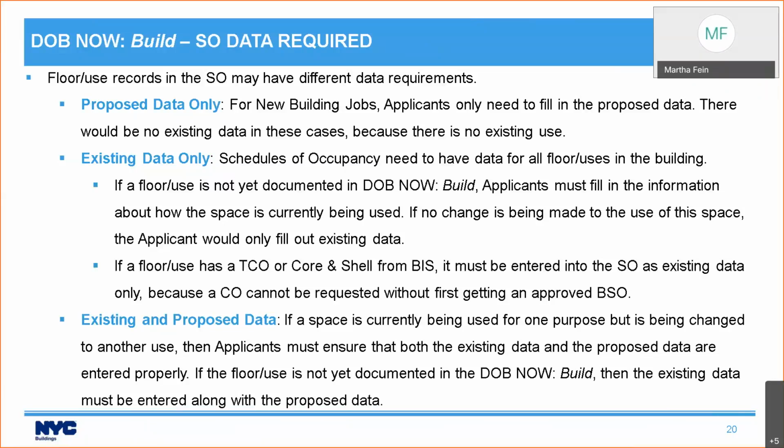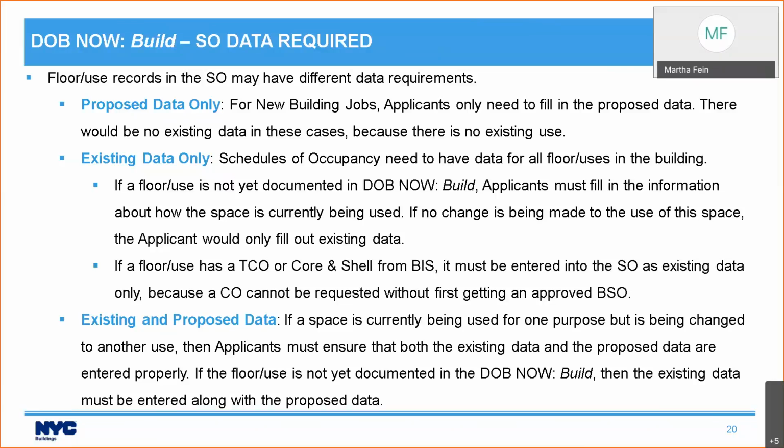Probably the most common is, let's say I am doing work on a 5-story building, and I'm only doing work on the first floor and second floor. So for the first floor and second floor, I'm going to enter both existing and proposed data because I'm going to put in here's what's currently going on and here's what I'm changing. That's existing and proposed.